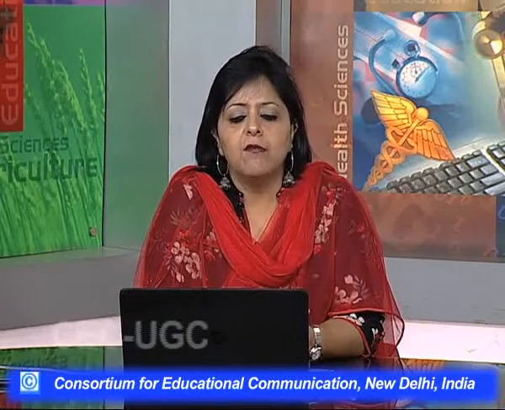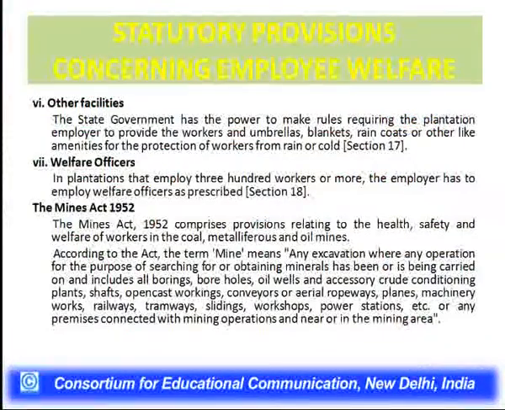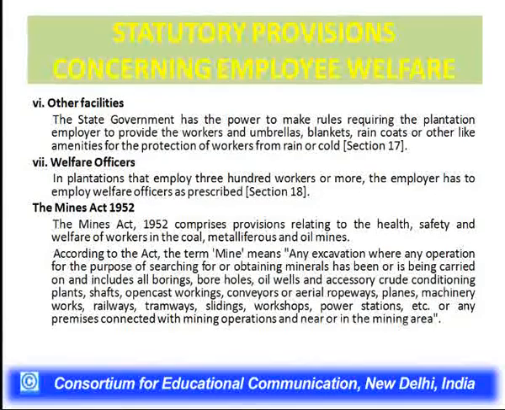So let us talk about the other facilities. The state government has been given the power to make the rules relating to plantation employers and the workers regarding umbrellas, blankets, raincoats and other amenities for the protection of the workers from rain or cold under section 17 of the Act. And similarly, for welfare officers, in plantations that employ 300 workers or more, the employer has to have the welfare officers as prescribed under section 18 of the Act.